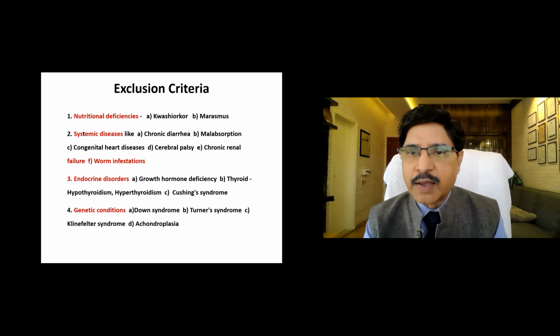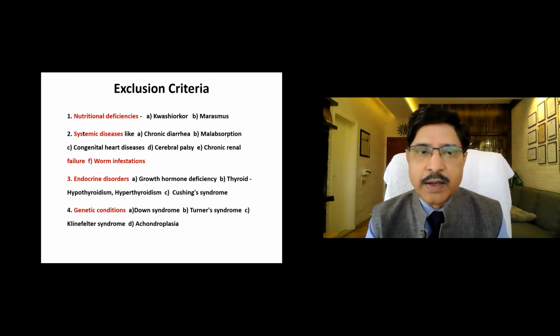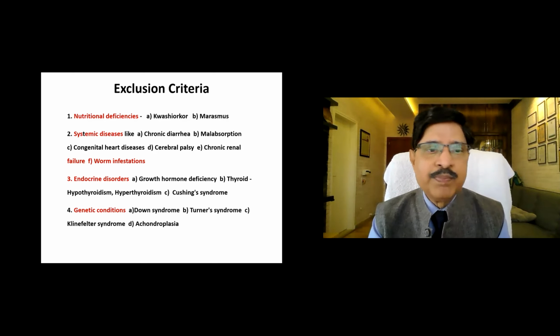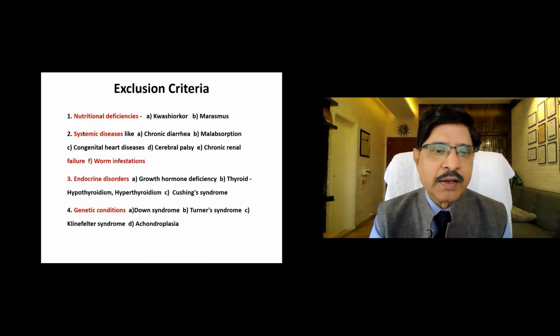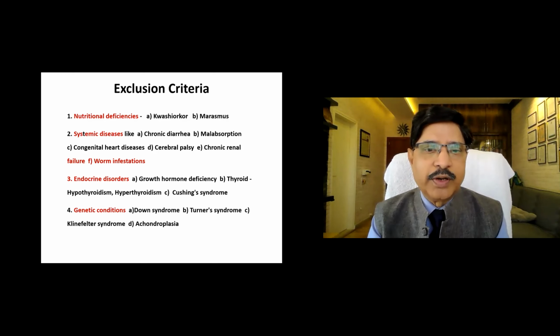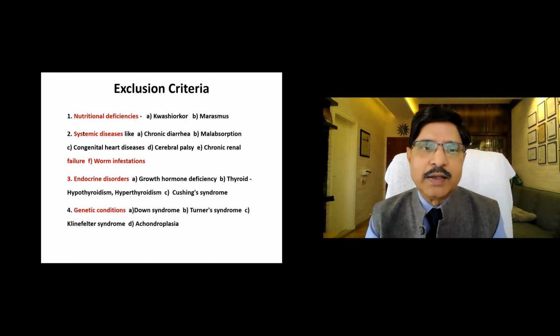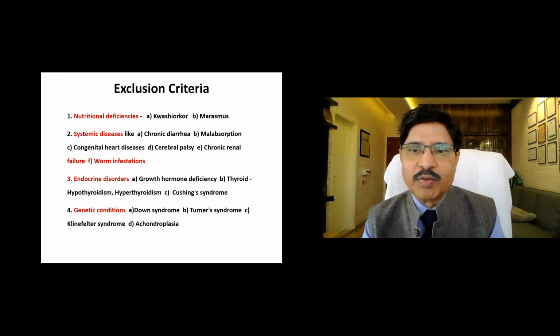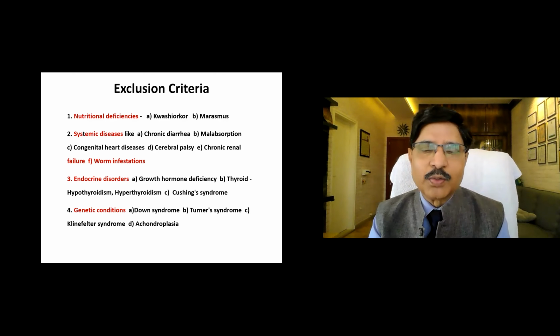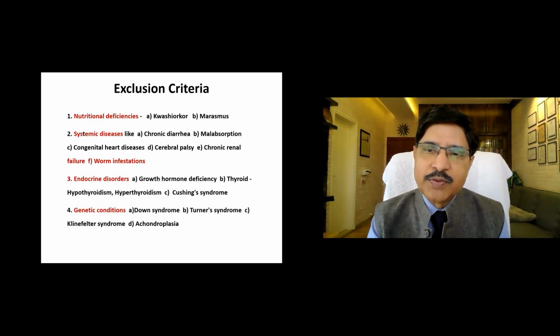Endocrine disorders: certainly, if the child has growth hormone or thyroid problems, hypo or hyper, Cushing's, they will have a bearing on the weight and height, so we want to exclude them. Genetic conditions, Down, Turner, Klinefelter, achondroplasia, so many names our doctor has written here. That's so rare. In a community study where we take around 10, 12 villages, hardly one or two children have those things. But if you find some child like that, you exclude.